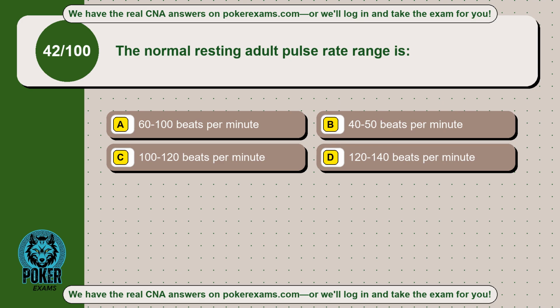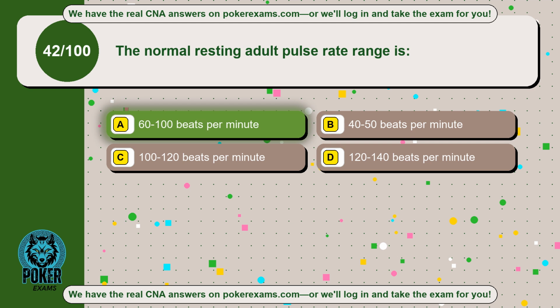Question 42. The normal resting adult pulse rate range is. Option A, 60 to 100 beats per minute. Option B, 40 to 50 beats per minute. Option C, 100 to 120 beats per minute. Option D, 120 to 140 beats per minute.